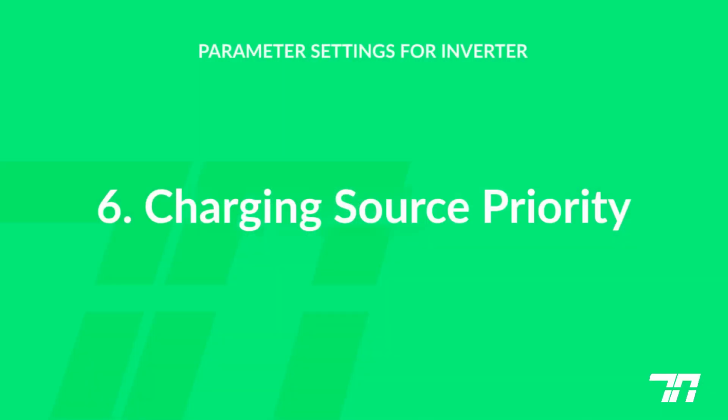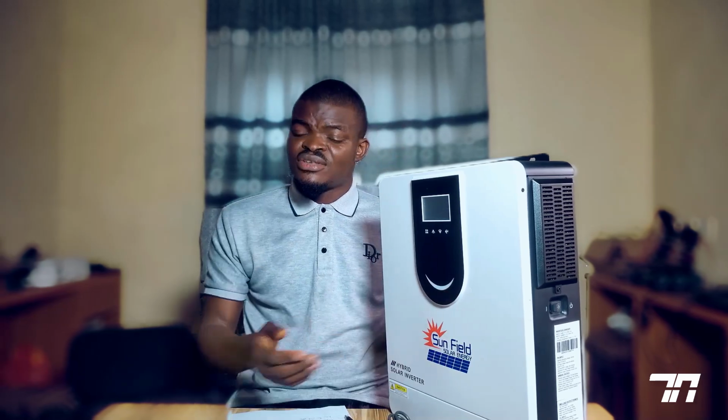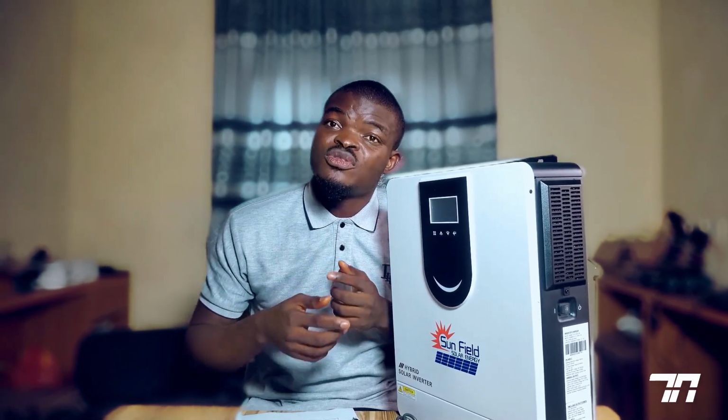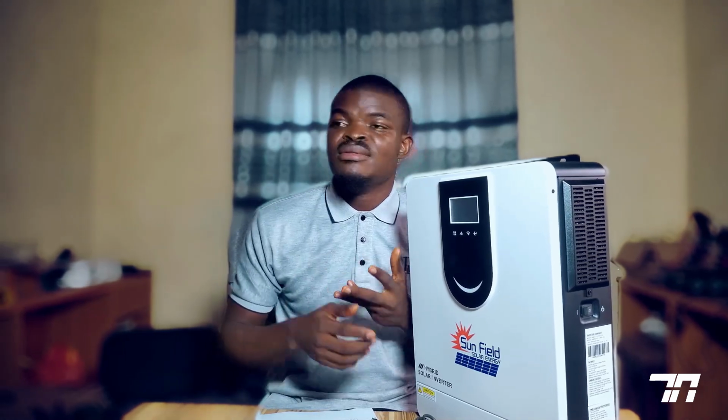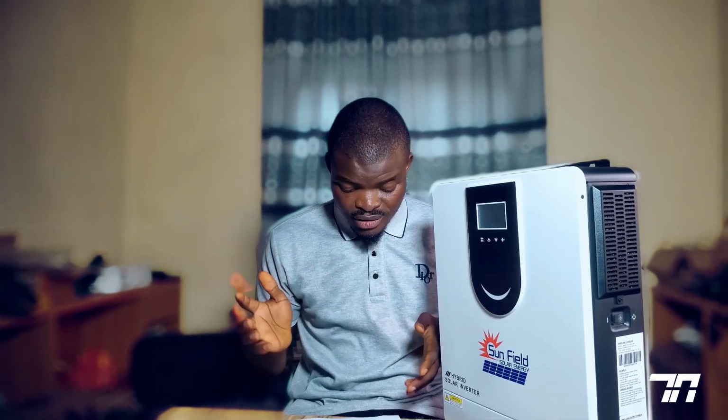Another one is charging source priority. The charging source priority is a little bit different from output source priority. Charging source priority is just saying what mode should be used to charge your battery. Do you want to use solar to charge your battery? Do you want to use utility to charge your battery? So those are the priorities.